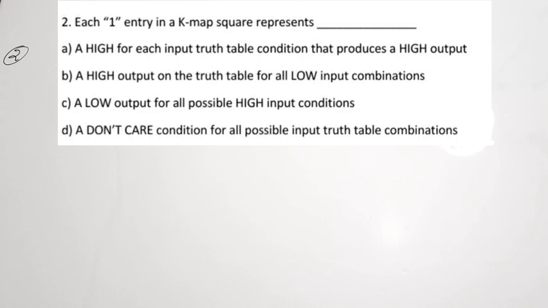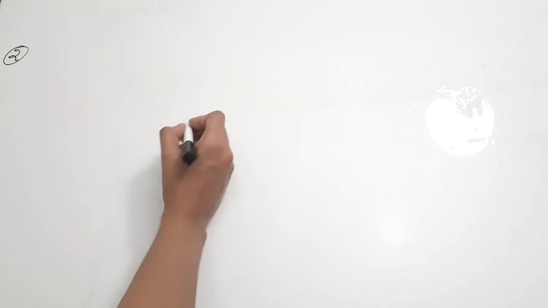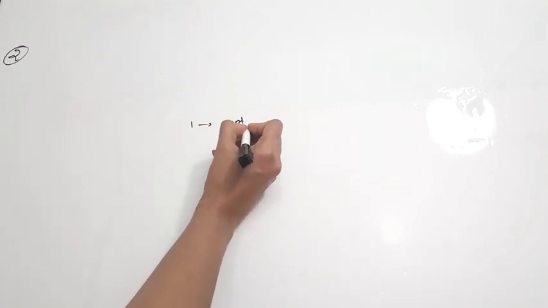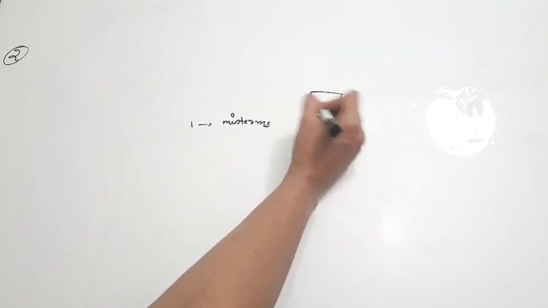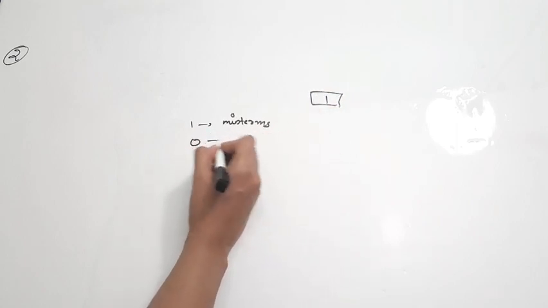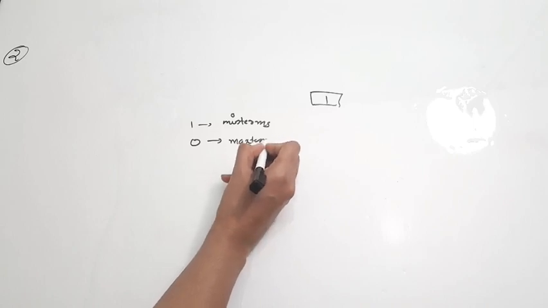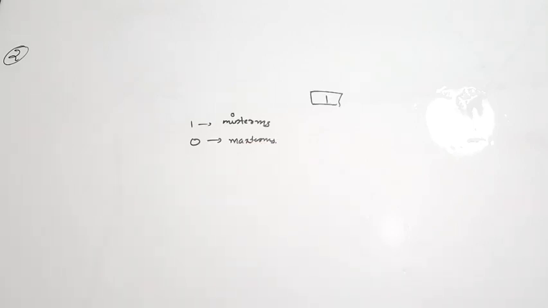So here each one entry in a K-map square actually represents a high for each input truth table condition that produces a high output. That is the correct answer. And this one is called a min term. So in a K-map you call this one min terms. That is, when you write a 1 in a cell, it is called a min term. Then zeros we call max terms, right? So ones represent a high value for each input of the truth table condition that is producing a high output.